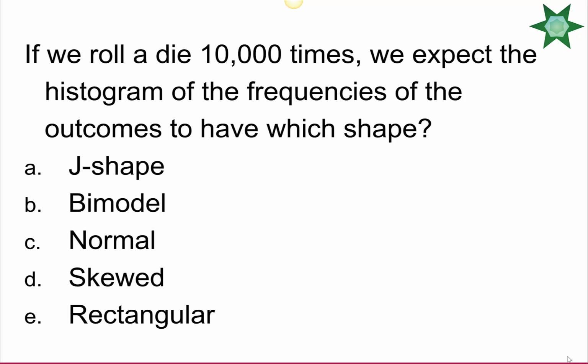If we roll a die 10,000 times, we would expect the histogram of the frequencies of the outcomes to have what shape? So if we think about this, there's 6 outcomes, 1 through 6, and we would expect that they would all occur with the same frequency, so we would expect this would have a rectangular distribution.